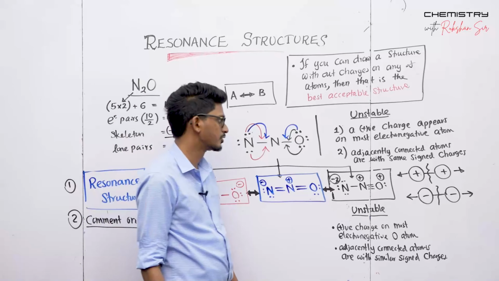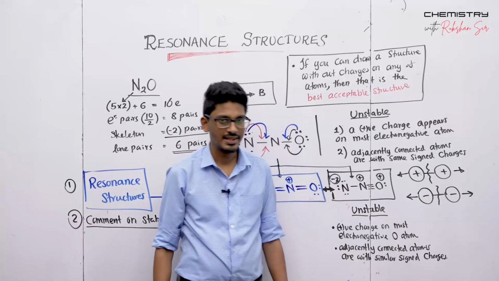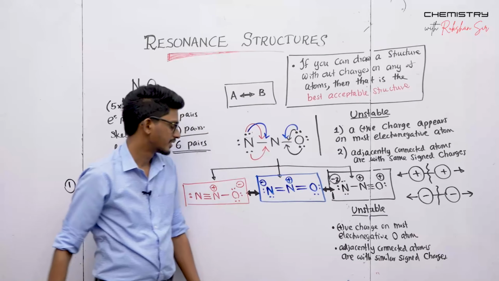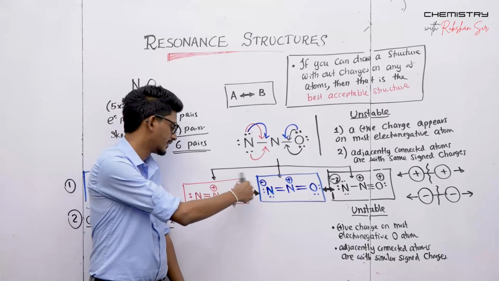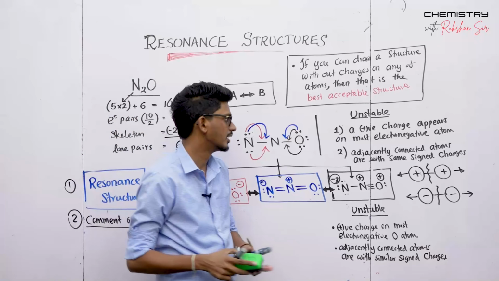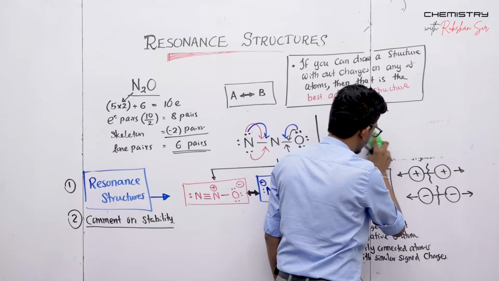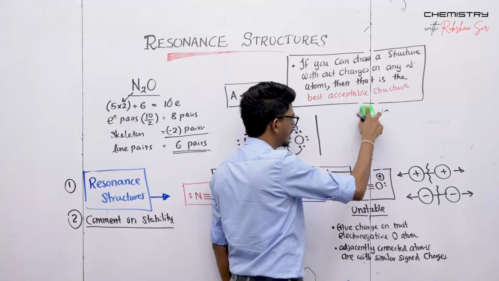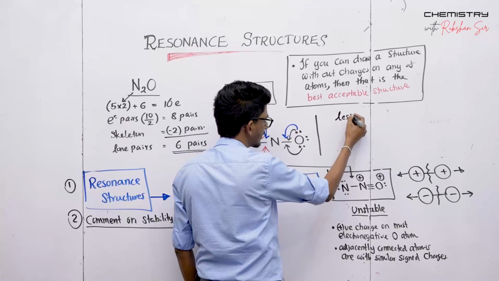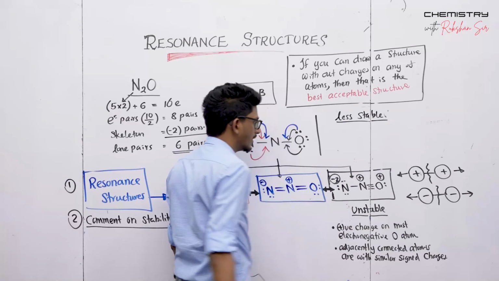Okay, so stability reasons should be considered in order, right? First we consider these two things. If these two points do not appear in your structures, then those are not unstable. We can't call these two unstable. Then we come to the third point. The third point is about less stable. If you have the third point, such a structure is referred to as less stable, right? So these two things should be considered in order.